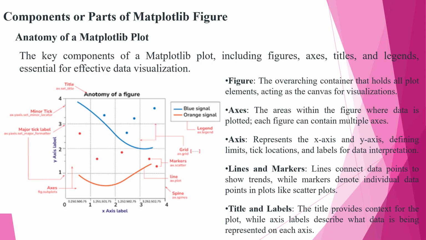Each axis refers to the x-axis and y-axis, which define the scale, limits, tick positions, and labels used to interpret the data. Lines and markers are used to represent the data visually, where lines connect data points to show trends and markers highlight individual data points. Additionally, titles and labels play a crucial role in providing context and clarity, with the title describing the overall purpose of the plot and the axis labels indicating what each axis represents.